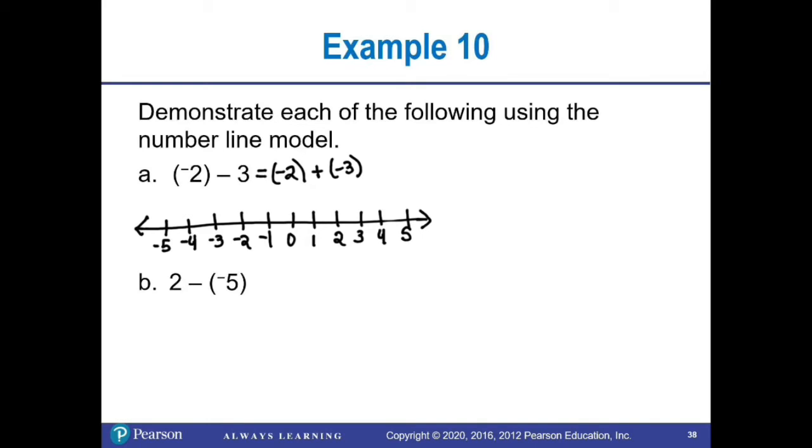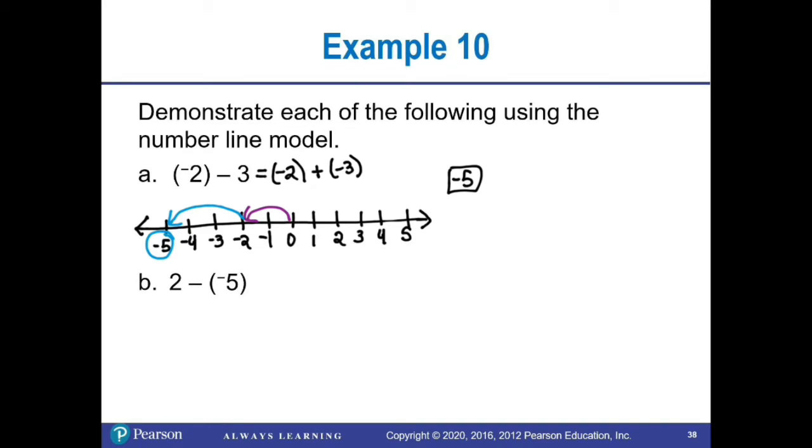-2 tells me to start at 0 and jump to the left 2. Then -3 tells me I jump left 3 more, and notice that we land on -5. And so our answer here is -5.